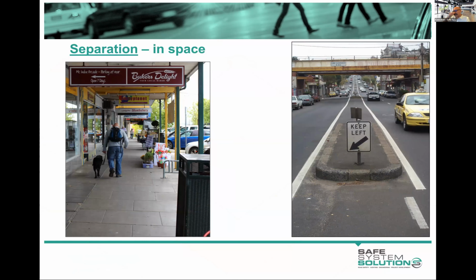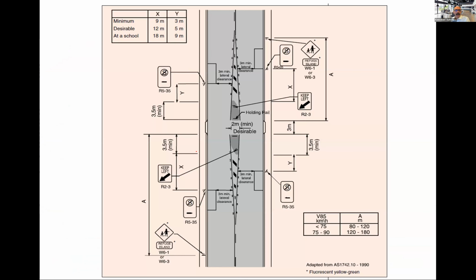Anyway, that's separation in time. Separation in space are our pedestrian refuges, footpaths within the sort of road carriageway as such. And we want to make sure that we've got space anywhere there that we can store pedestrians. And good rule of thumb for a refuge island, for example, I mean, there's lots of standards that you can look at. 1742.10 is one. This is an old version of that, actually. I really need to update this slide.